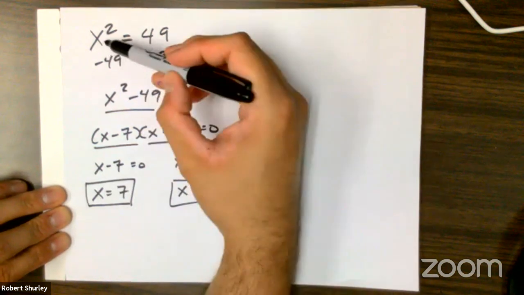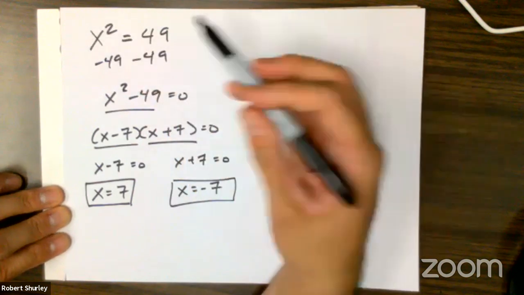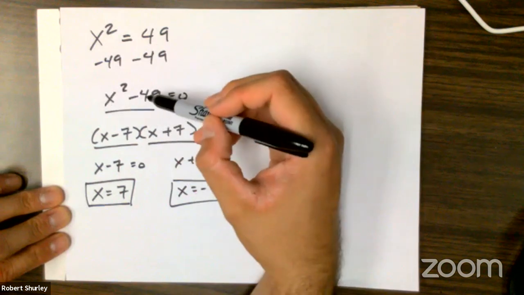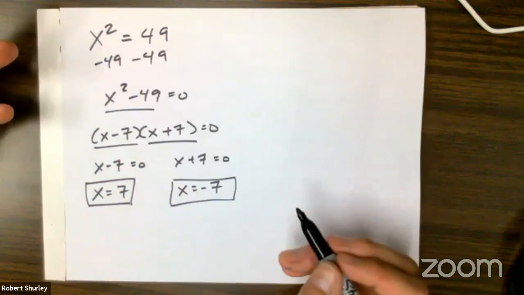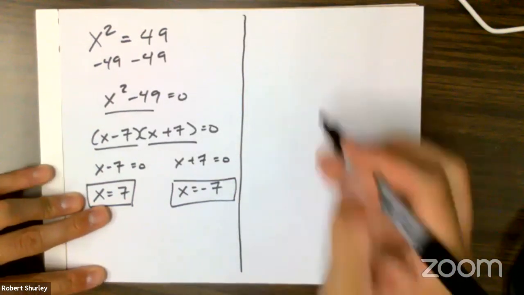Easy to check too. 7 squared is 49. Well, guess what? Negative 7 squared is also positive 49, okay? So difference of squares, remember we had a squared minus 7 squared. So this factors into the a squared minus b squared, right? So we know that factors correctly. Let's look at another one.